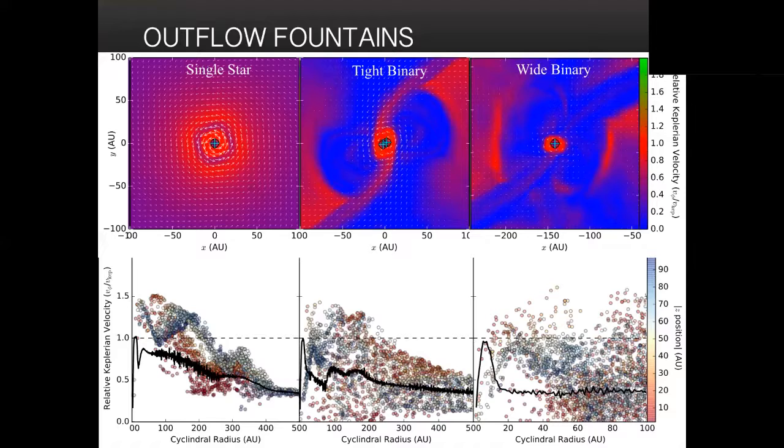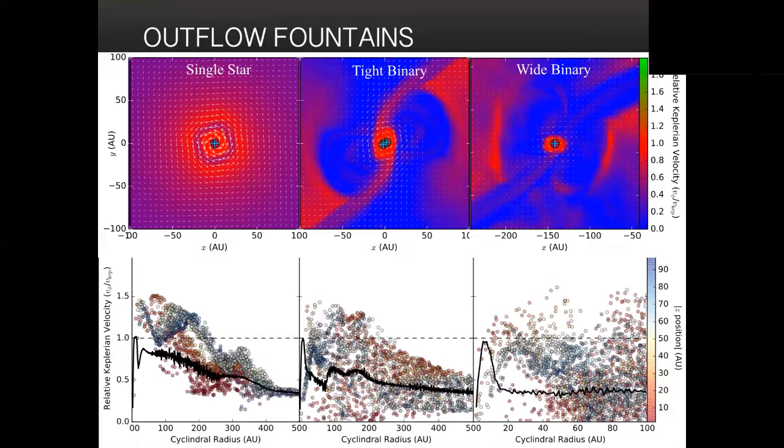So in the single star case, it's very nice and symmetric. You have a Keplerian disk being built up. These slices are about at 1,000 years. The disk is still being built. In the tight binary and wide binary cases, you have these smaller Keplerian disks, and they're being fed tangentially by these streams. That could be a result of my initial setup, or they could be real.